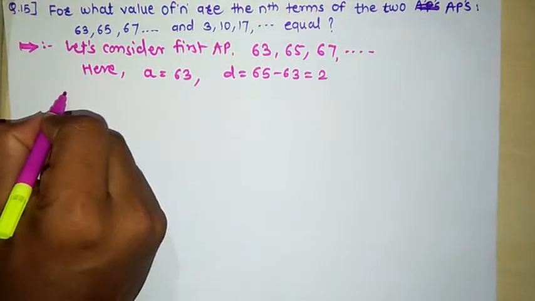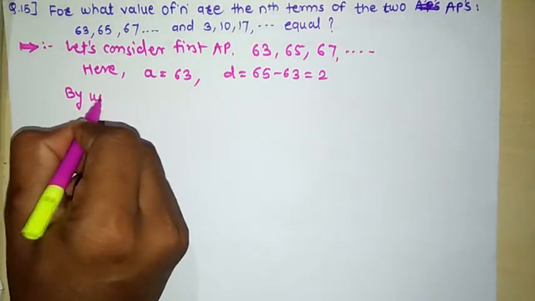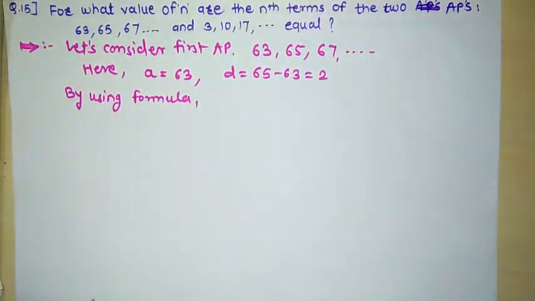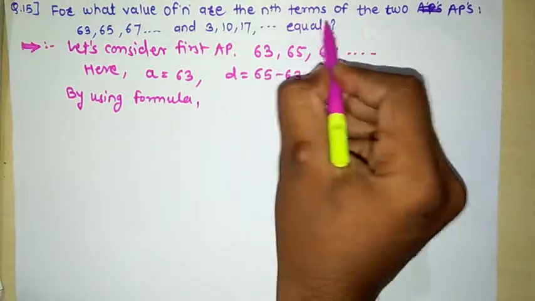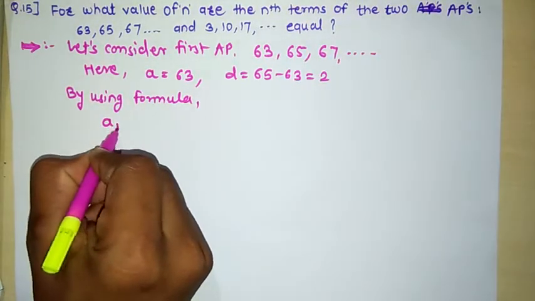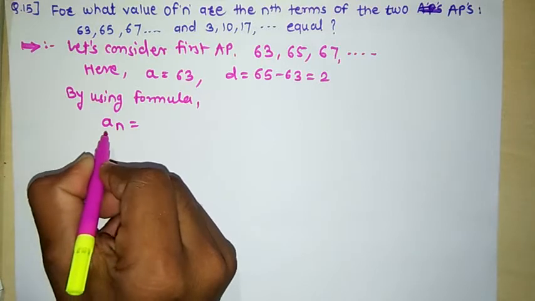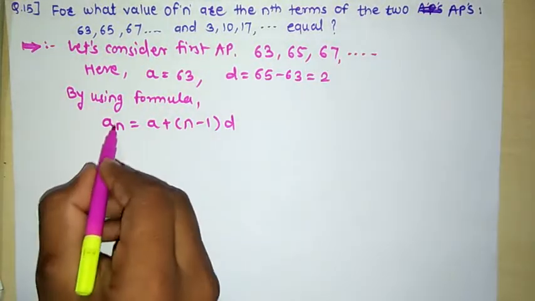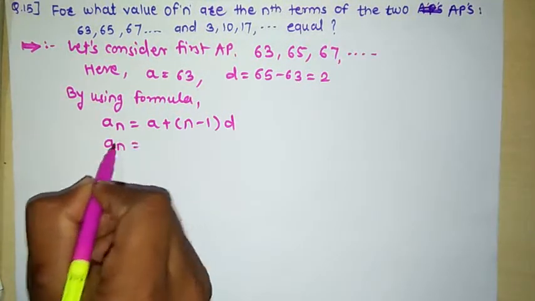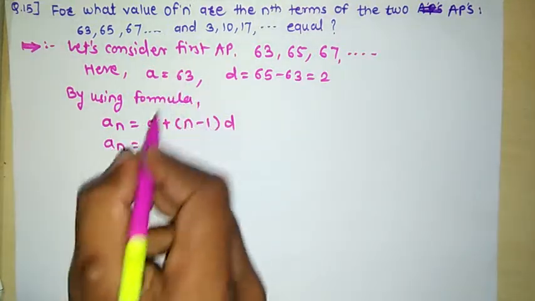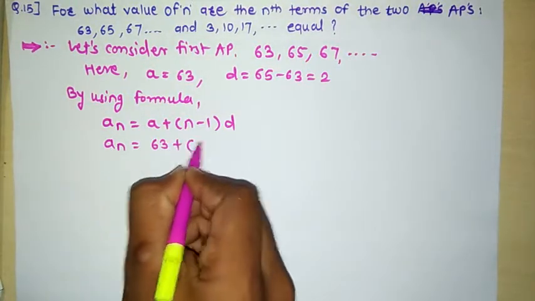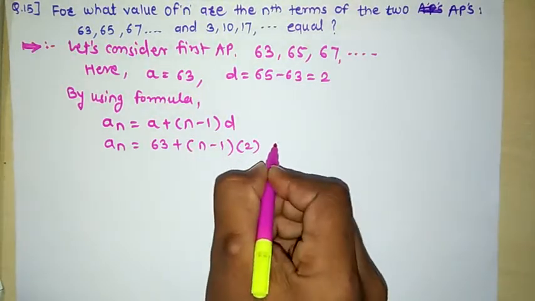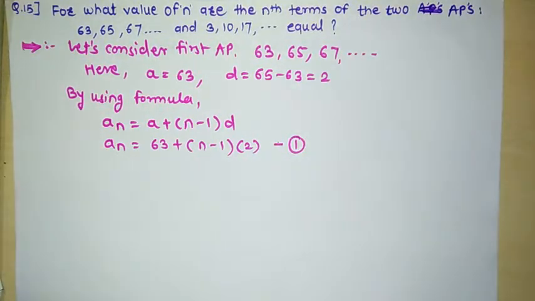Now by using the formula, we will calculate the nth term of the AP, because we have to find the nth term of the two APs. That is An, the nth term of an AP, is equal to A plus (n minus 1) into D. Now put An as it is, and A is 63, plus n as it is minus 1 into D. D is 2. Mark it as equation number 1.